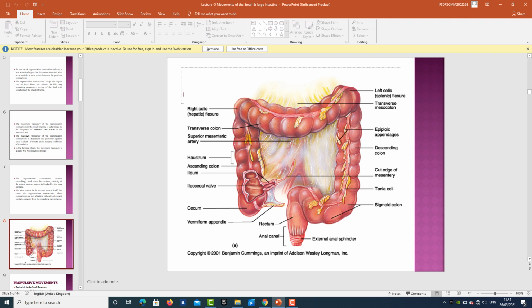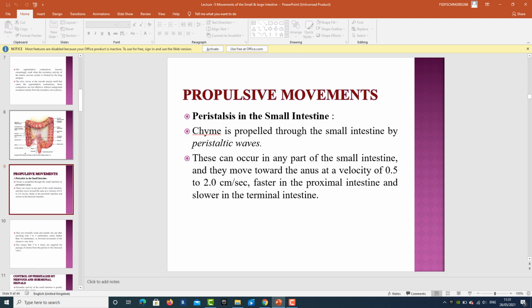See the different portions of the large gut: ascending colon, transverse colon, descending colon, sigmoid colon, and anus.